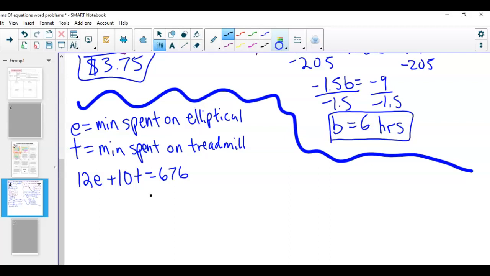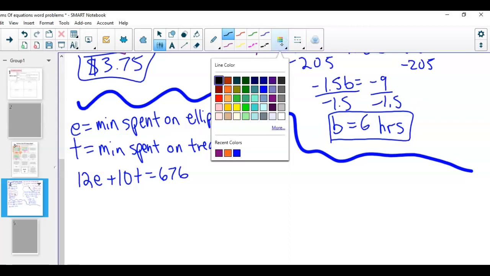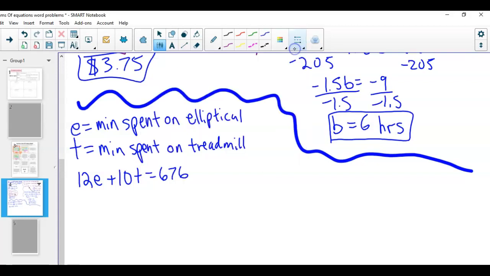They also told us that she worked out for an hour, where she spent an hour on both. An hour, because we're talking about minutes in these, is 60 minutes. And since I don't know how many minutes were spent on the elliptical or on the treadmill, those are just my variables added together.